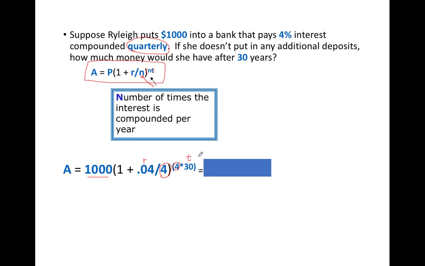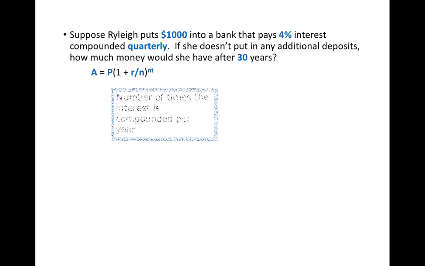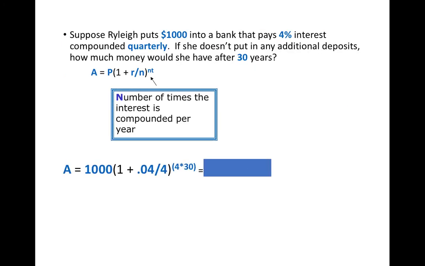Now remember, let's go back. After 30 years, compounding interest 1 time a year, Hannah made $3,243. How about Riley? Geez, 4 times a year, she only made, right? It's not that much more.